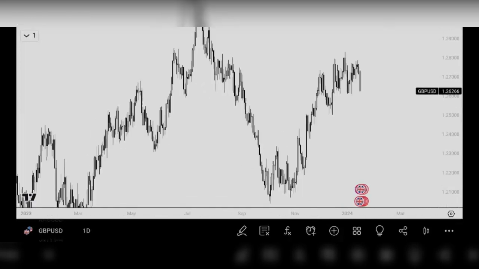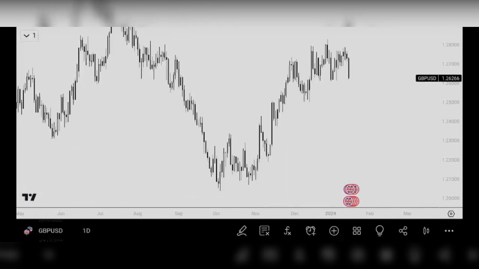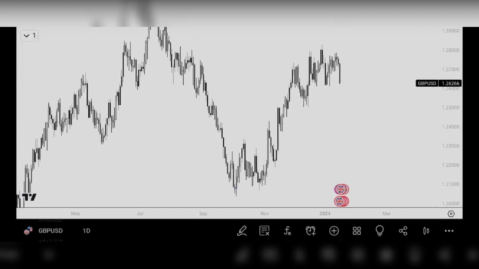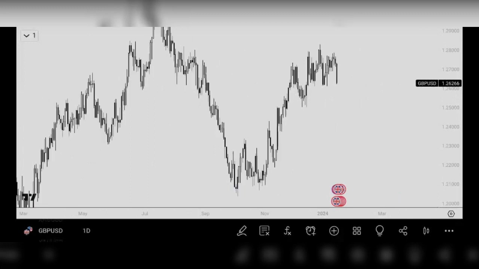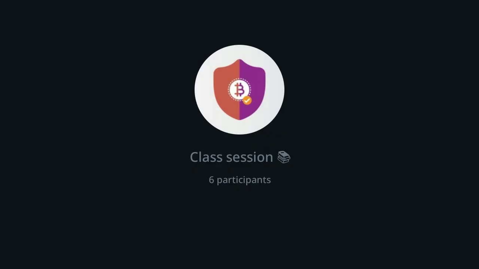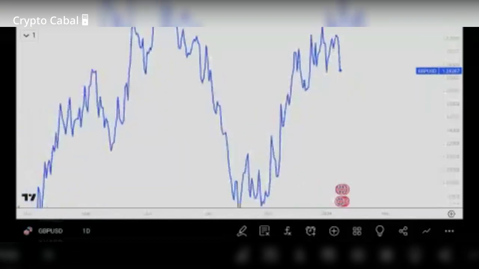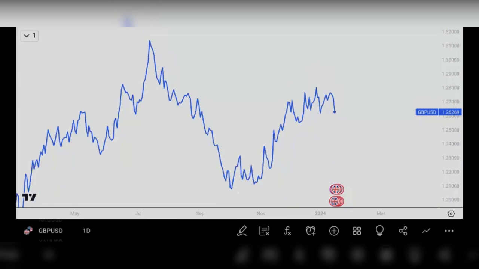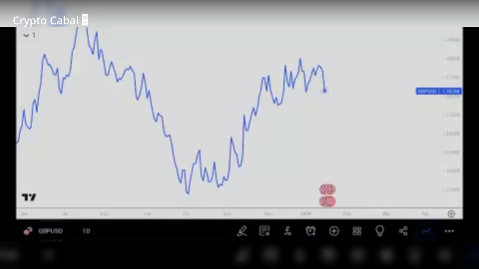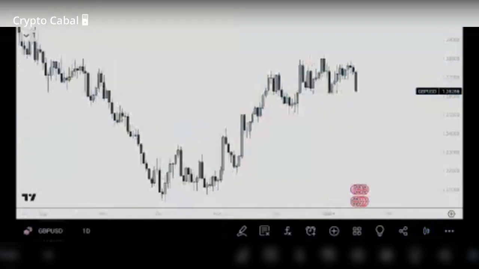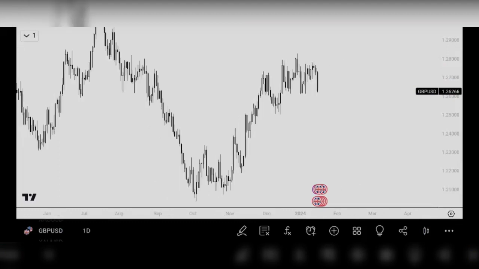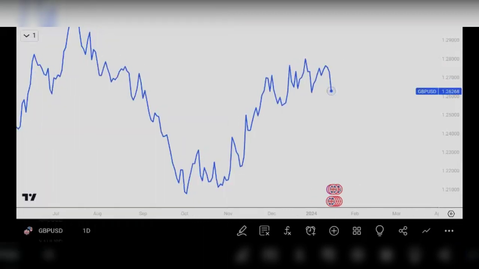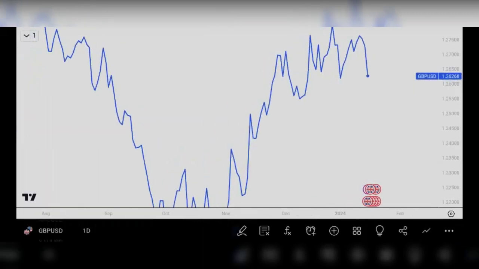So let's take for example, this is GBP USD on the daily time frame. We are going to switch to our line charts. Now coming to my line chart, you can see everything is displaying here, right? It's not like the other one that has wicks and all of that. So looking at this line chart, what can you see?